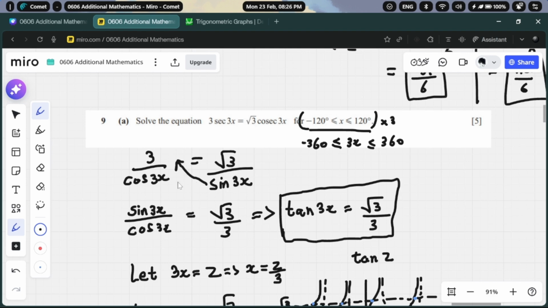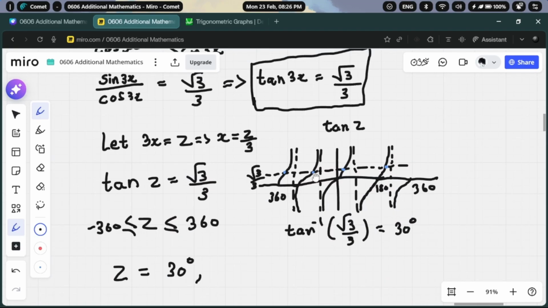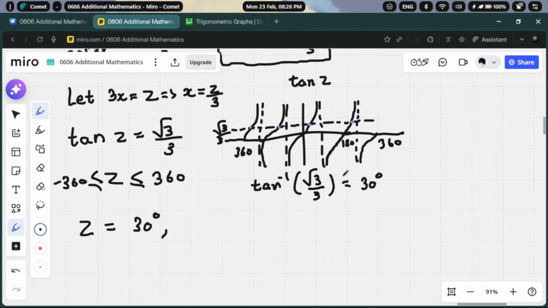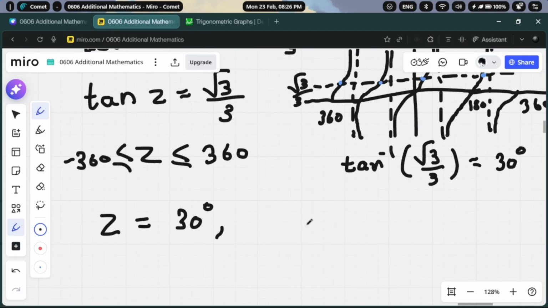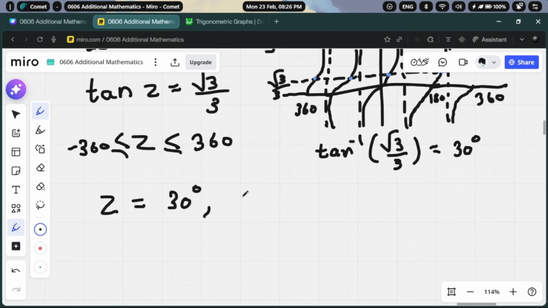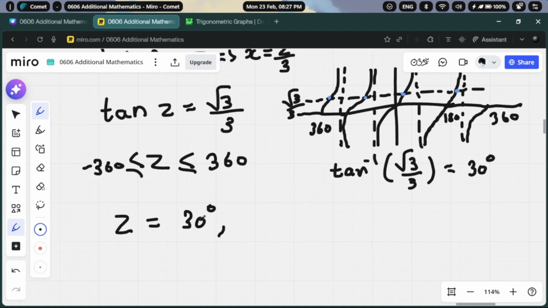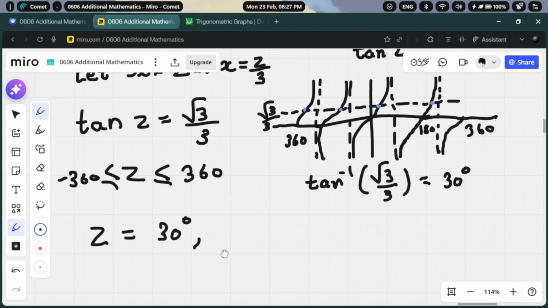Cos 3x by cos 3x is equal to root 3 by sin 3x. Sin 3x over cos 3x is root 3 by 3. So you have tan 3x is root 3 over 3. Okay, I don't think we did anything wrong till now. Just make sure you double check as well, because if you do mess up, it's going to be really hard to tell later on. So first of all, your base angle is 30 degrees.